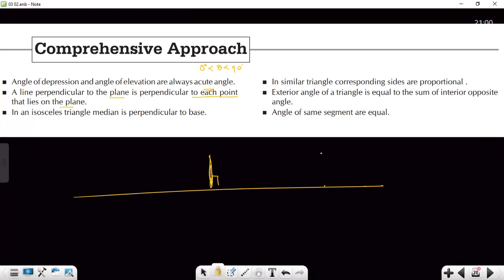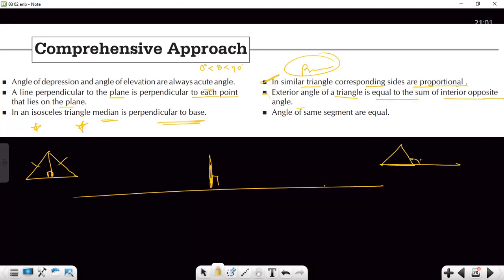In an isosceles triangle, the median is perpendicular to the base. This is an important point. We have also covered this earlier, that if there is an isosceles triangle, then the median here will be perpendicular to the base. In similar triangles, corresponding sides are proportional. We already covered this point in the properties of triangles chapter. The exterior angle of a triangle is equal to the sum of the interior opposite angles. So this is trying to say that theta is equal to alpha plus beta. Angles of the same segment are equal.